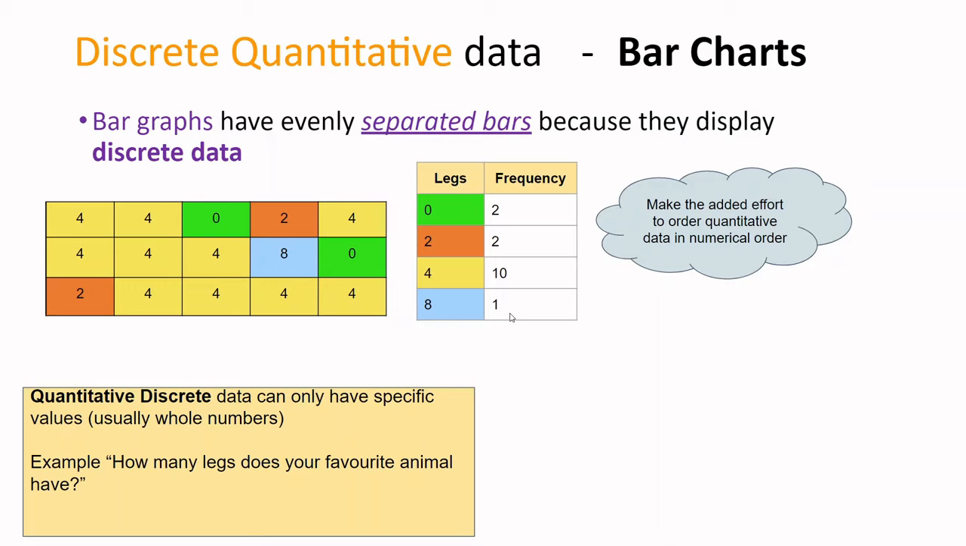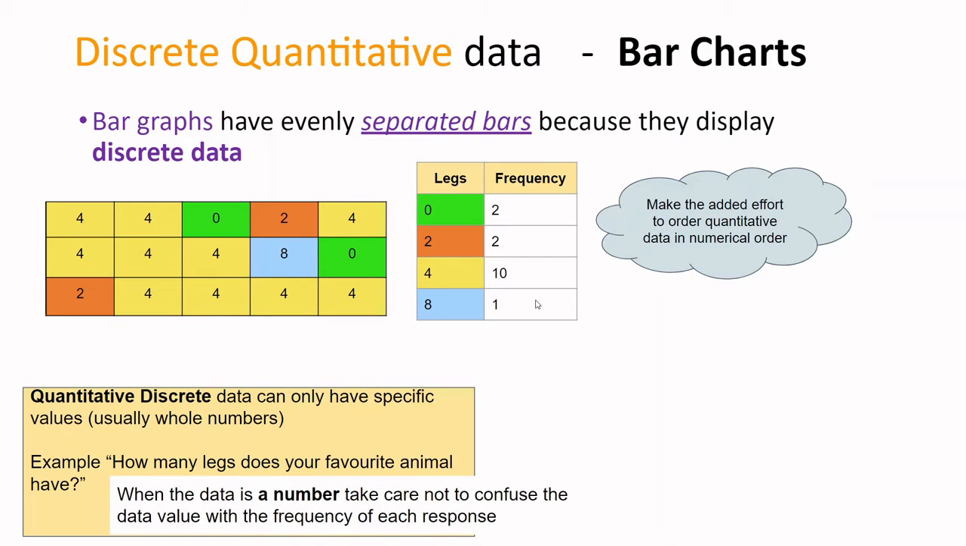Now that we've got quantitative data, that is numerical data, be very careful not to confuse what the data is with what the frequencies are. I don't want to confuse and think that there are 4 animals with 10 legs. There are no animals here with 10 legs. There are, however, 10 animals with 4 legs.